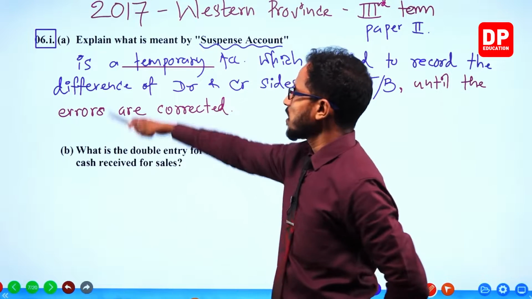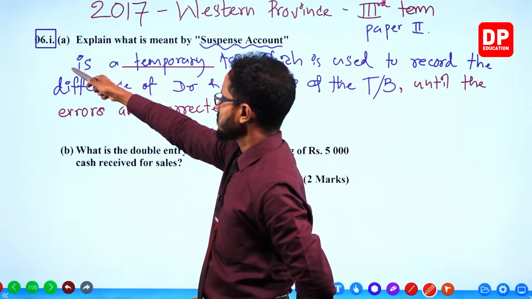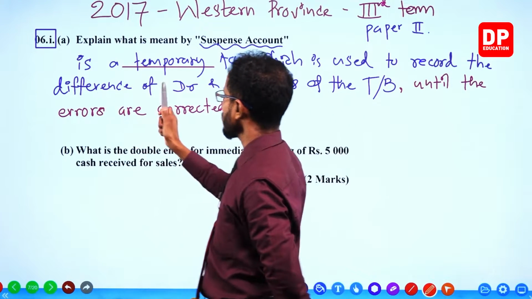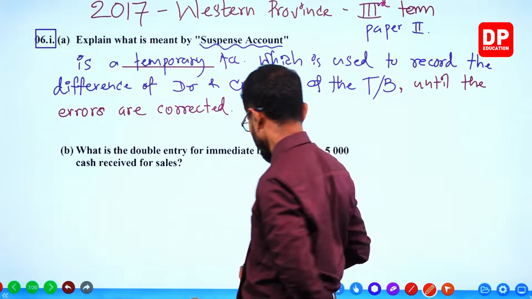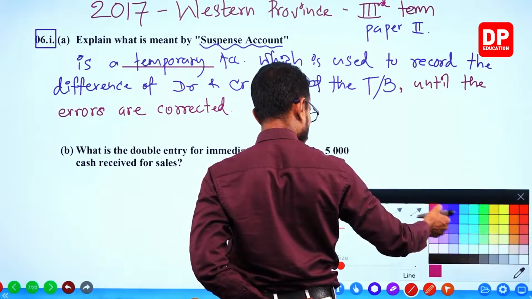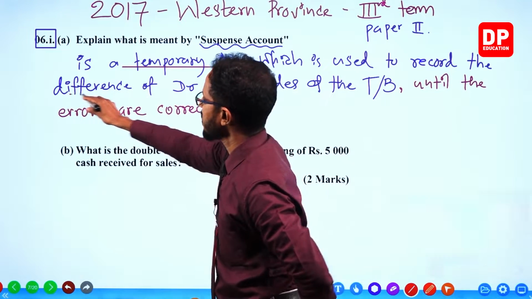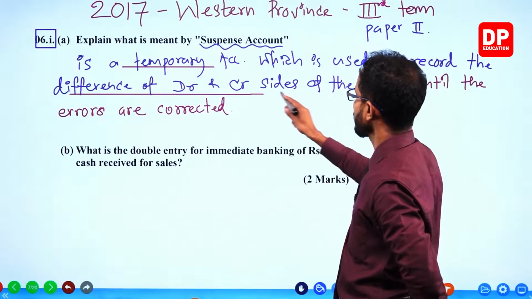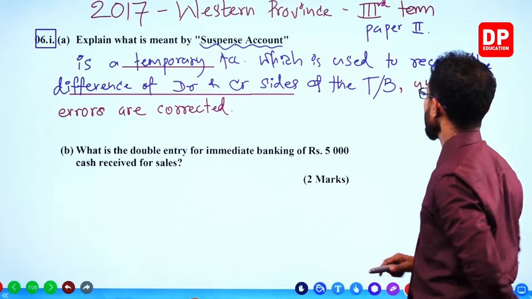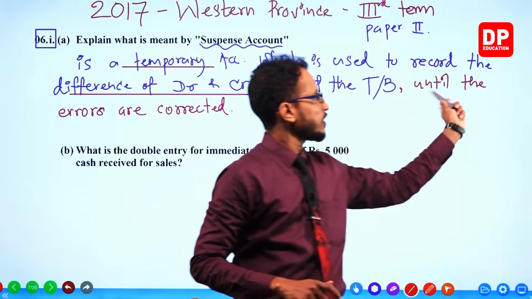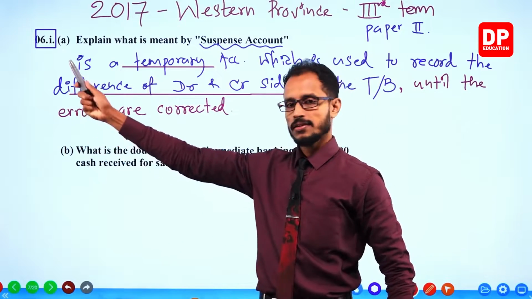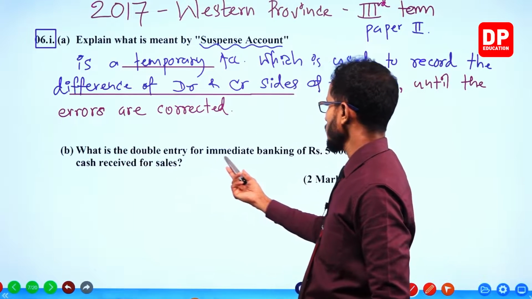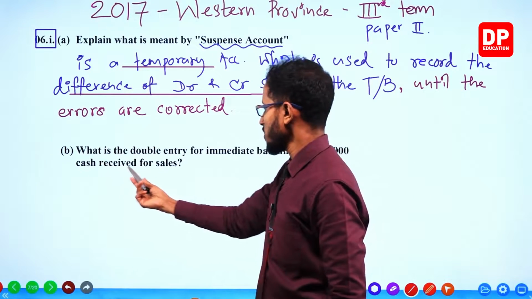Explain what is meant by suspense account. A suspense account is a temporary account which is used to record the difference of the debit and credit sides of the trial balance until the errors are corrected. Got it? B part. What is the double entry for immediate banking of 5,000 cash received for sales?